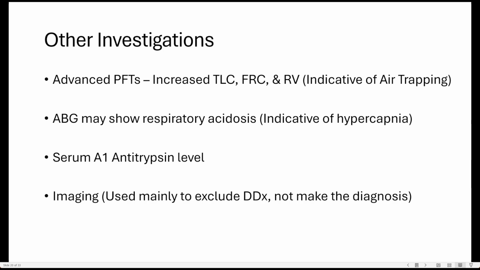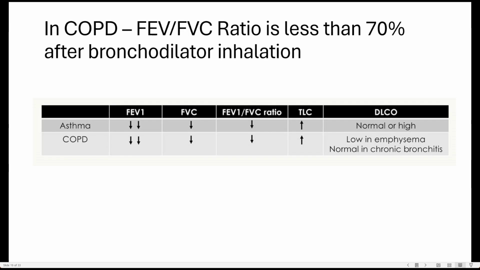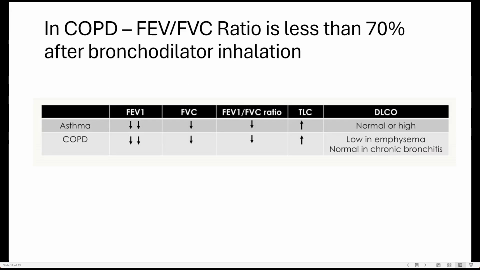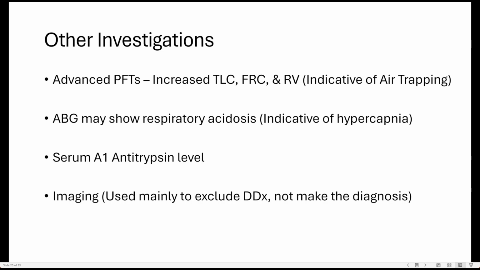So, of course, there are other investigations, but the most important ones are clinical history and spirometry, or pulmonary function test, spirometry and bronchodilator improvement test, okay? There are other investigations like arterial blood gas showing respiratory acidosis, indicative of hypercapnia, and other parameters indicative of air trapping. You can assess the serum alpha-1 antitrypsin level if you're suspecting deficiency. And then you have imaging.